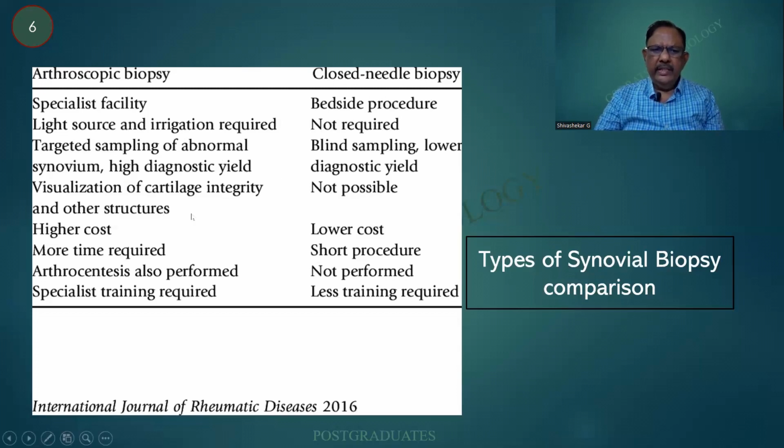The cartilage and the other structures can be visualized with arthroscopy, which is not possible with the needle. Obviously, the cost is more there, and lower over here. More time is consumed there, lesser time here. Arthrocentesis can be performed with arthroscopy, not so over here. This is a specialist procedure and training is required for it. For the needle biopsy, probably a meticulous method will be sufficient. I would like you people to kindly read up on this so that you have a basic idea. For any of the pathology questions, we should have a clinical and an advanced backup.